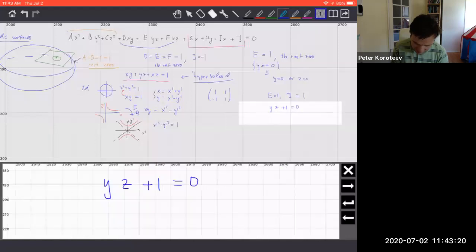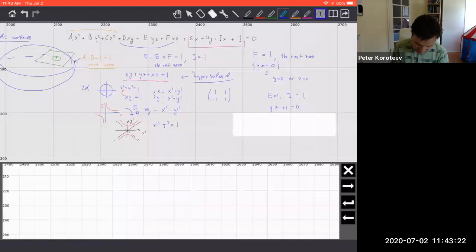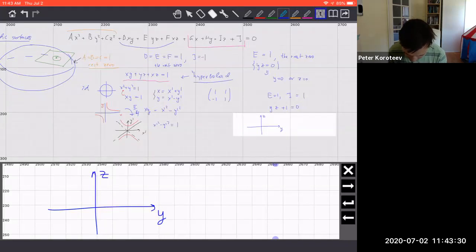So let's forget about x for a second and then draw it in the yz plane, right? So y dot z equals y times z equals -1, right? So it looks like a hyperbola in second and fourth quadrants, right?